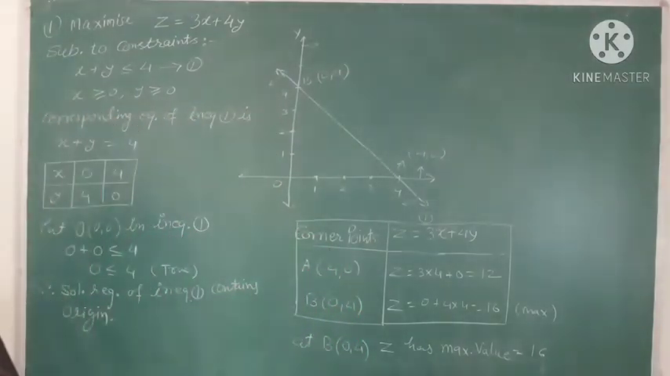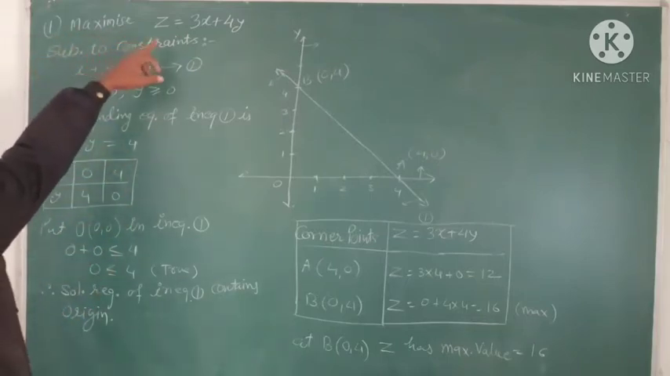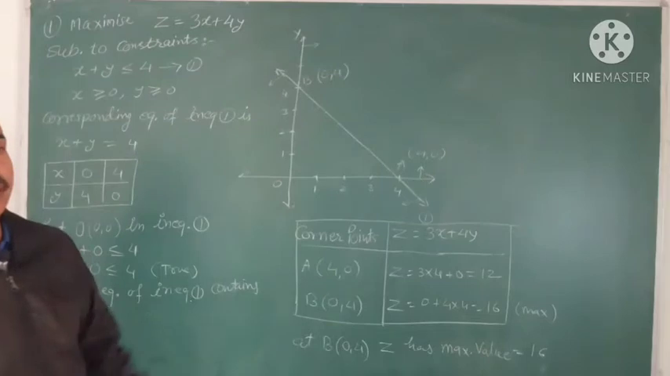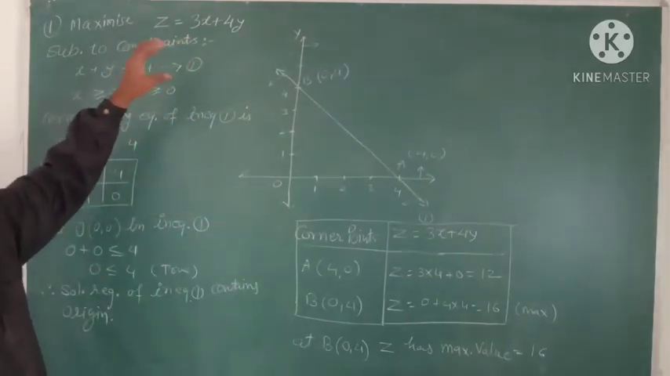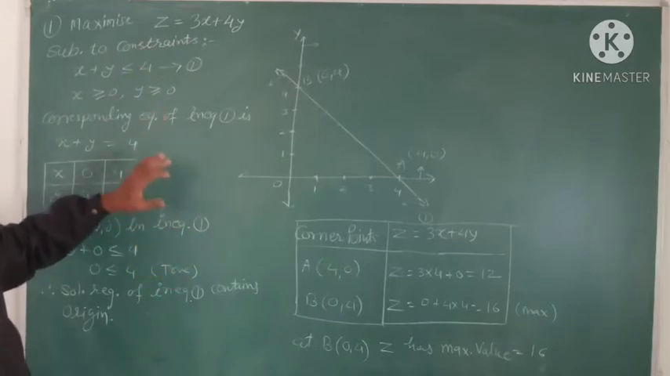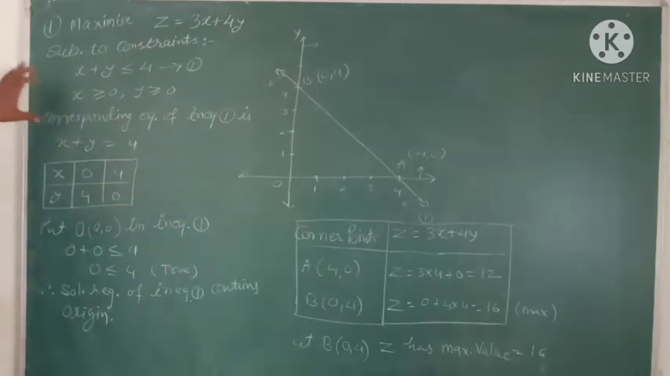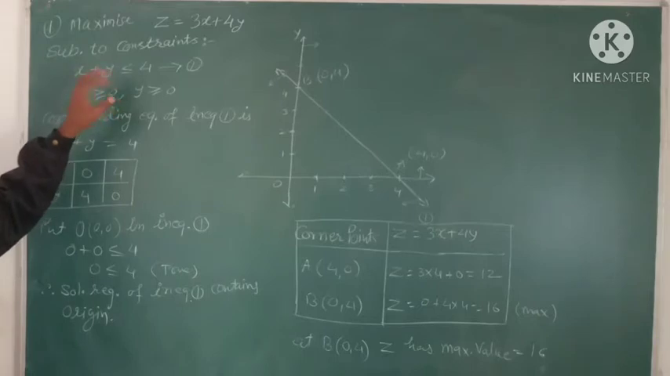Question 1 is: solve the following linear programming problems graphically. The first question: maximize z equal to 3x plus 4y. It is an objective function z. What is the objective of this linear programming? And these are the subject to constraints, meaning conditions. What is the condition? A condition which is in inequality form.